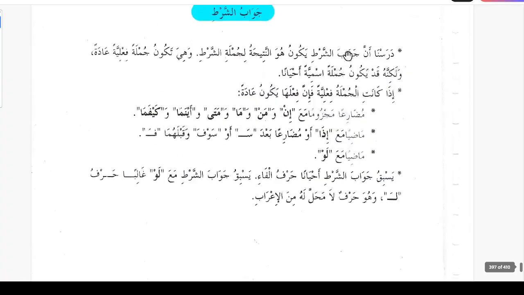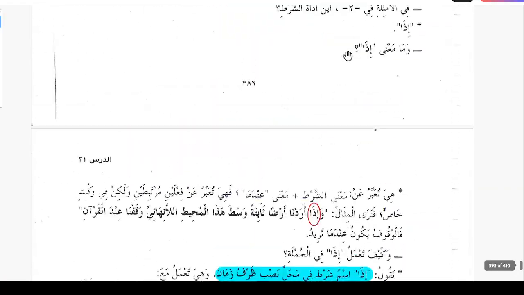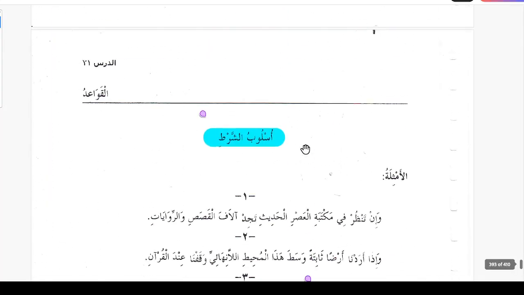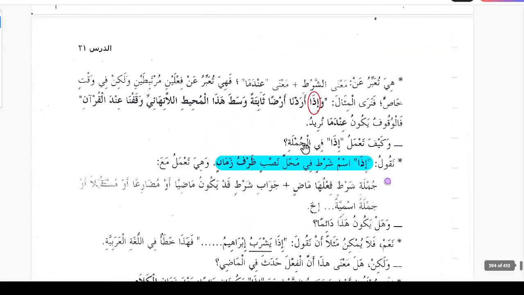Bismillahir Rahmanir Rahim. We're studying lesson number 21, and this is the second part. In the first part, we studied about Jumla Shartiya, Aslubu Shart, Adawatu Shart, and now we're gonna study the second part.